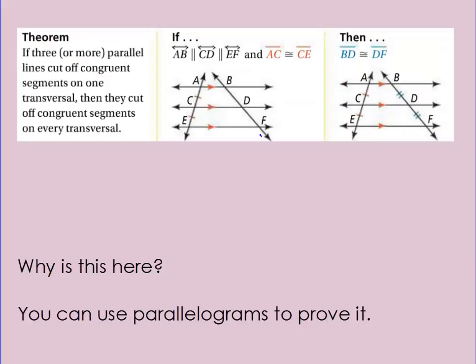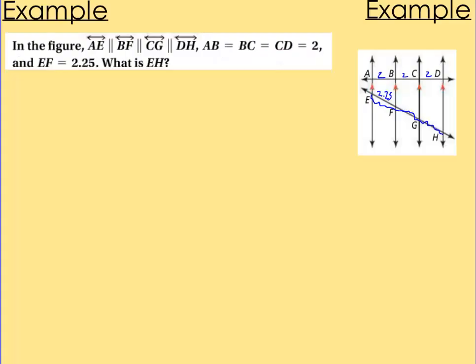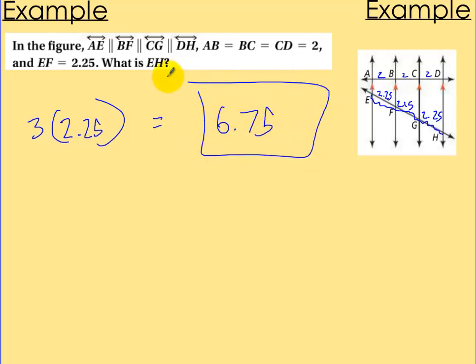Well, we know from that theorem right here that if one transversal gets cut into congruent segments, then any transversal is congruent. So since these are congruent segments up here, these are going to be congruent segments. So this is 2.25 and 2.25. So E through H, what is EH? That's going to be 2.25 times 3. So what's that come out to? 6.75. And that's your answer. All done.